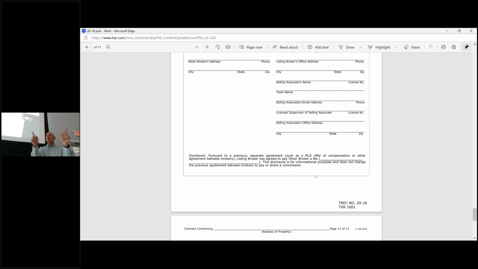Because the brokers are not parties to this transaction. Who are the parties? The buyer and seller. We don't even sign this thing. So this disclosure at the bottom of the page is for informational purposes only.